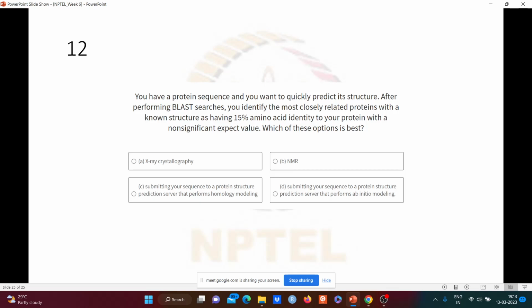Okay, B, NMR. Yeah, when we have a very low identity cutoff of 15%, homology modeling fails to predict. Generally, predictions made by homology modeling are considered good only if the sequence identity is higher. X-ray and NMR are experimental techniques which have their limitations as well. So submitting the sequence to an ab initio method is the best option when we don't have good sequence identity or similarity.